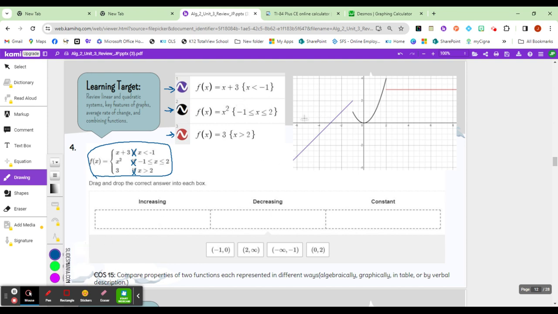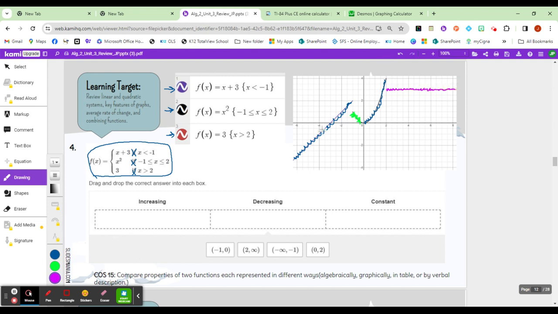So if we take our highlighter and talk about what's increasing, I'm going to highlight everything that's increasing in blue. So that piece is increasing from this piece up here. That's increasing. This piece is going downhill, so that would be decreasing. And then we have a piece that's straight horizontal, and so that's what we call constant.